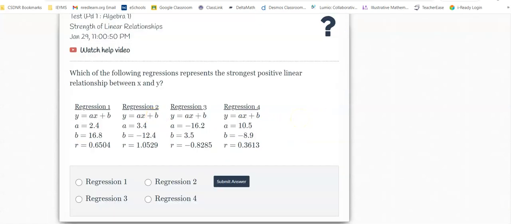Which one is the strongest positive? Well, this one's not positive and that one is. Okay, so now we look at the strongest numbers. Remember, you cannot be over 1, so these two are out.